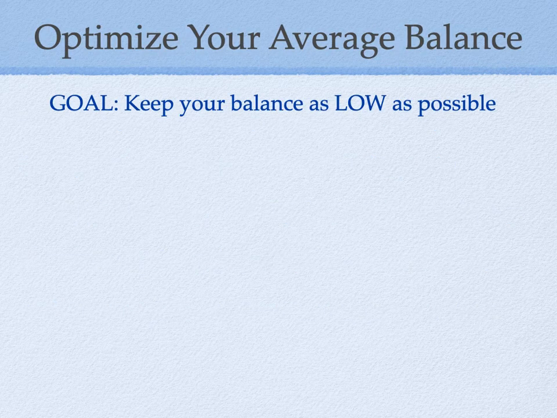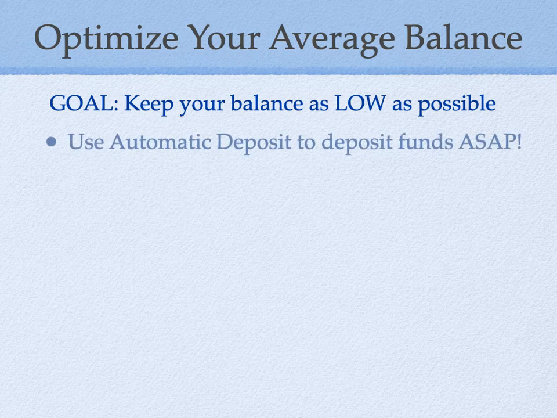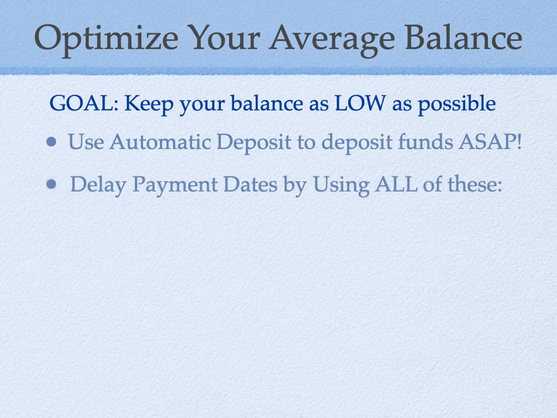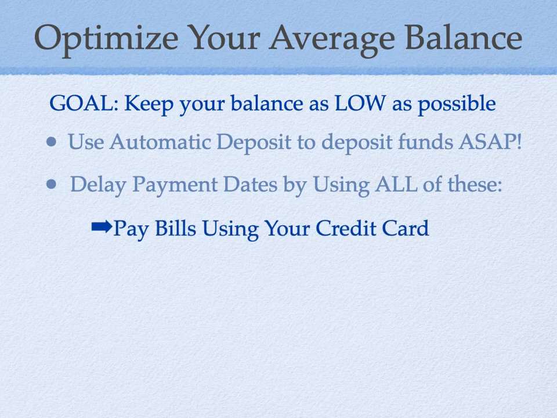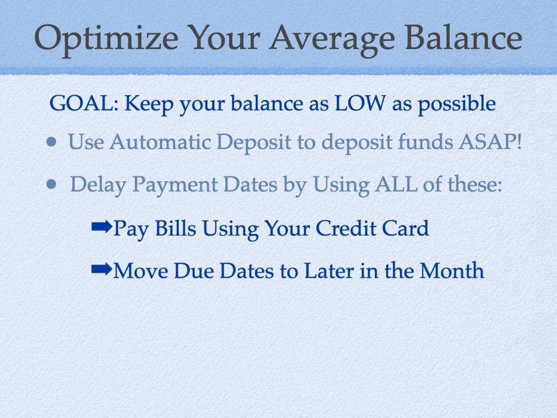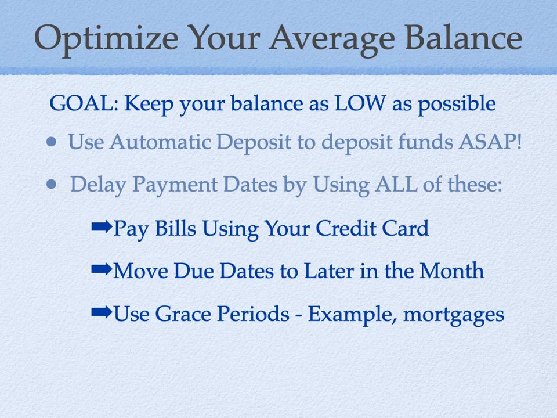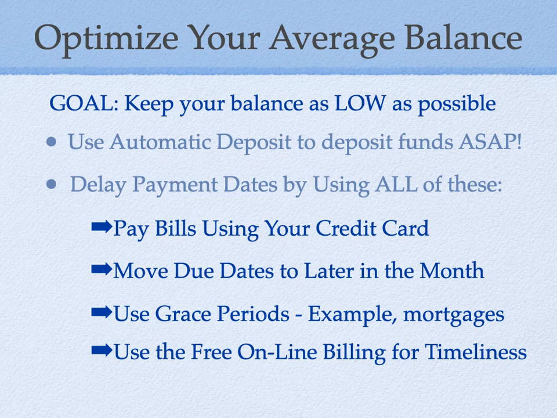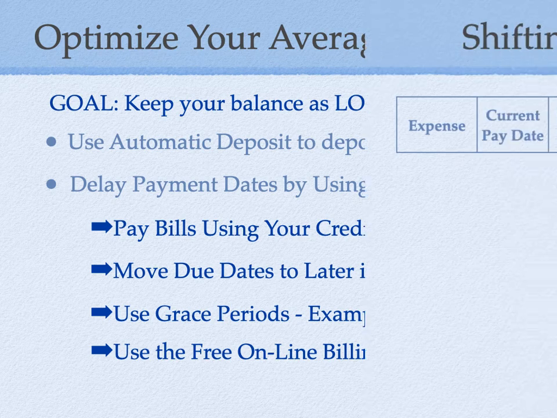In a line of credit, optimizing your average daily balance means keeping your balance as low as possible. With this strategy, this means depositing funds as early as possible in the month and delaying payments as late as possible. Delaying doesn't mean ignoring your bills. It means paying your bills, using your credit card, and staying within your budget. It means moving due dates to the end of your billing cycle, using grace periods without fees or hurting your credit rating, and ensuring bills are paid using the free online bill payment programs available at many financial institutions.